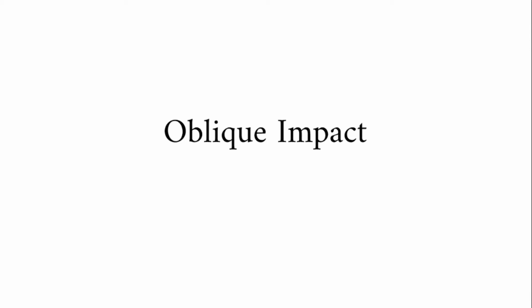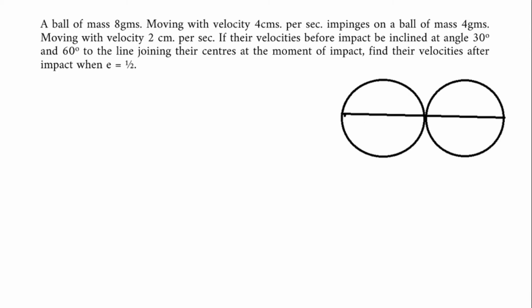So the first problem is: a ball of mass 8 grams moving with velocity 4 centimeters per second impinges on a ball of mass 4 grams moving with the velocity 2 centimeters per second. If their velocities before impact be inclined at an angle 30 degree and 60 degree to the line joining their centers at the moment of impact, find their velocities after impact when e is equal to half. Once again, read the question carefully.